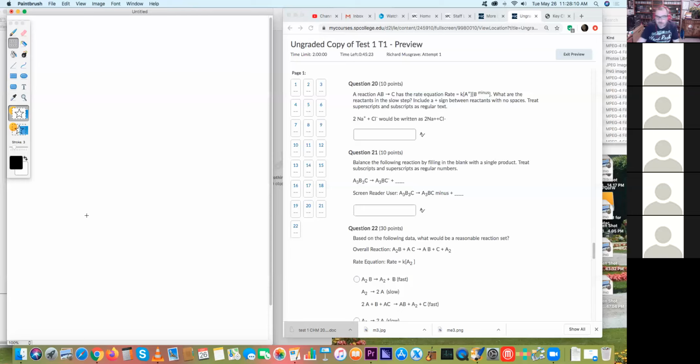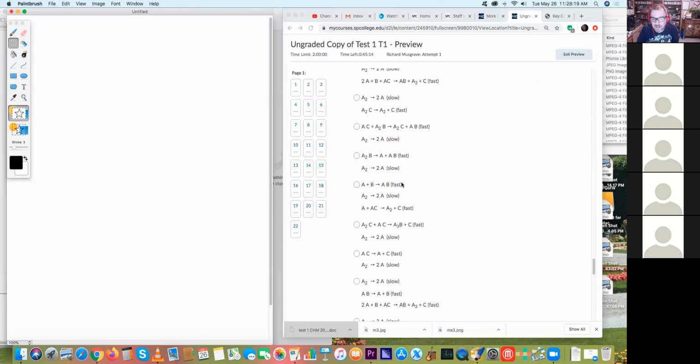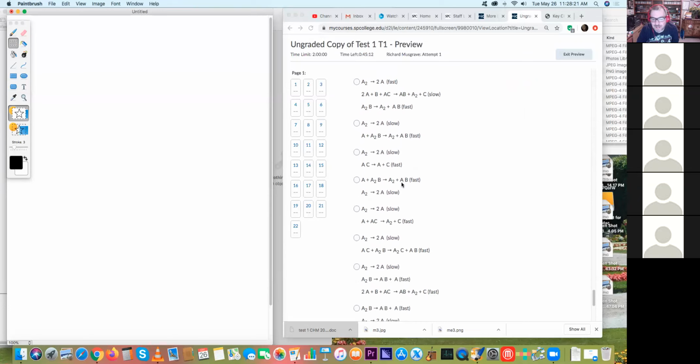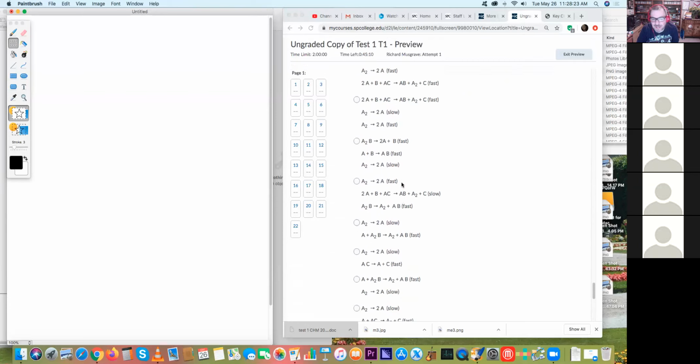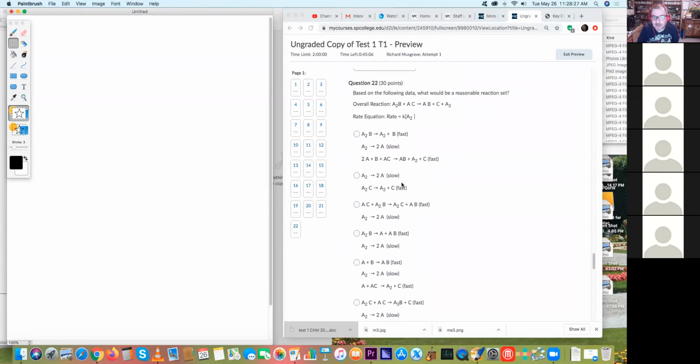All right. Question 22. This is the nasty one, as you can see here. I give you an overall reaction and I give you a rate equation. And then, oh gosh, look at that. Good luck guessing. I think you're going to have to know how to do it. All right, so let's go through and we'll do this specific example, number 22.